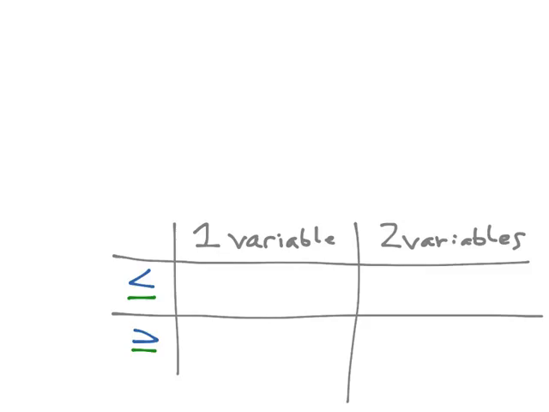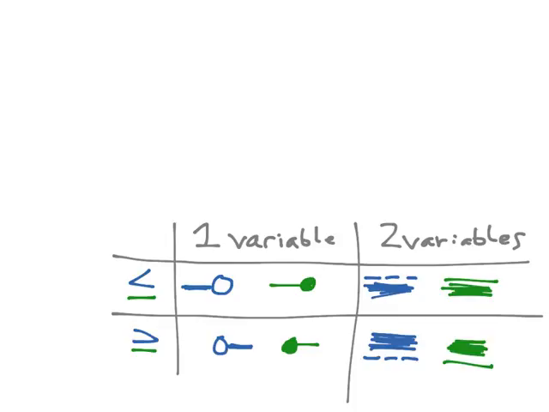Be sure to remember that for one variable, if we had less than, you'd have an open circle and shade what's before it. But if you had less than or equal to, you'd have a closed circle and shade what's before it. The same goes for greater than. But with two variables, if you have less than, you have a dashed line and you'd shade what's below it. And if you had less than or equal to, you'd have a solid line and shade what's below it. The same general idea goes for greater than and greater than or equal to.